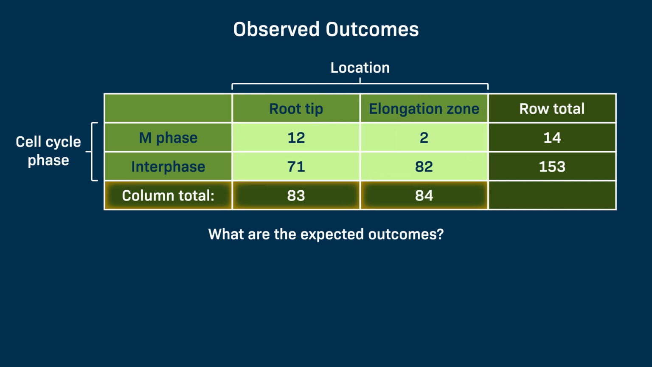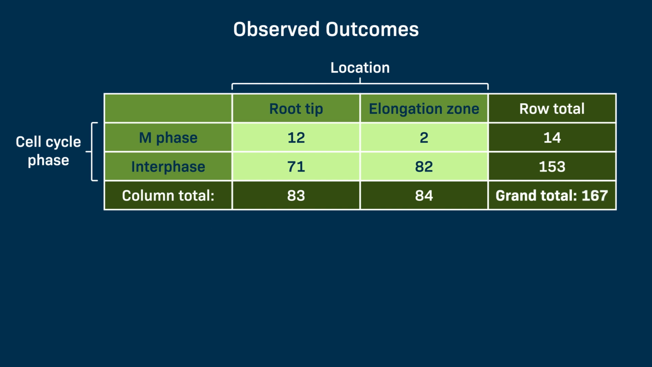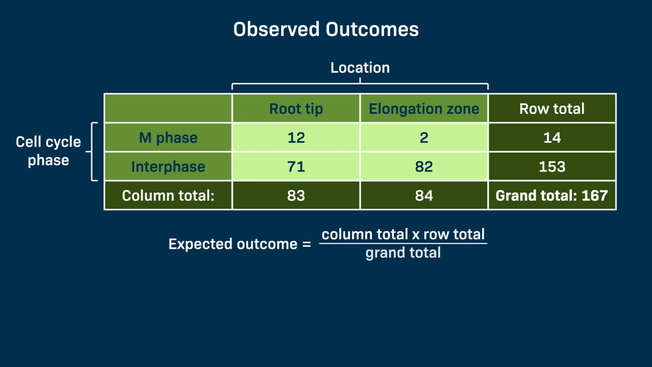Adding up either the column totals or row totals should give me the same number. Let's call it the grand total. In this case, the grand total is 167. In a chi-square test of independence, calculating the expected value for a given combination of variables goes like this. We take the corresponding column total, multiply it by the corresponding row total, and then divide by the grand total.